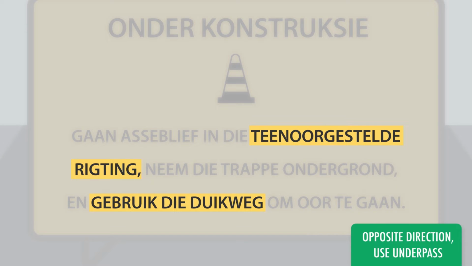The sign tells you to go in the opposite direction, take the stairs to the underground, and to use the underpass to cross. Gaan in die teenoorgestelde rigting, neem die trappe ondergrond en gebruik die duikweg om oor te gaan.